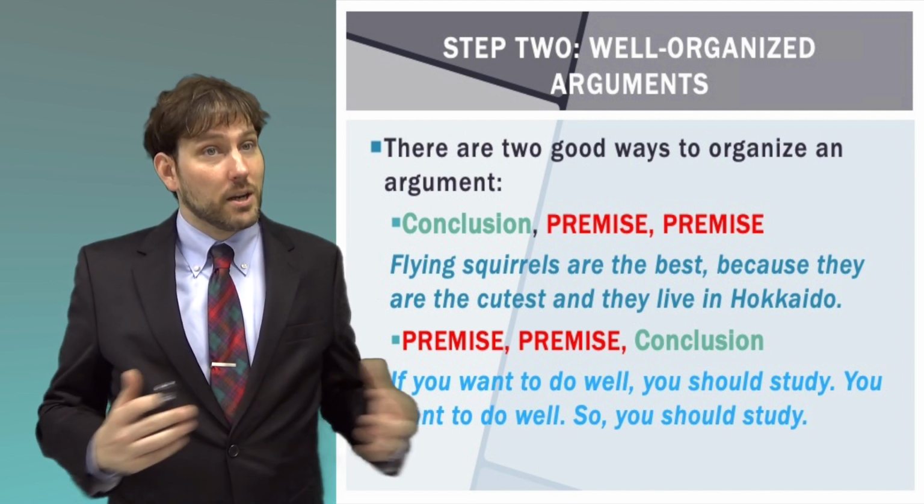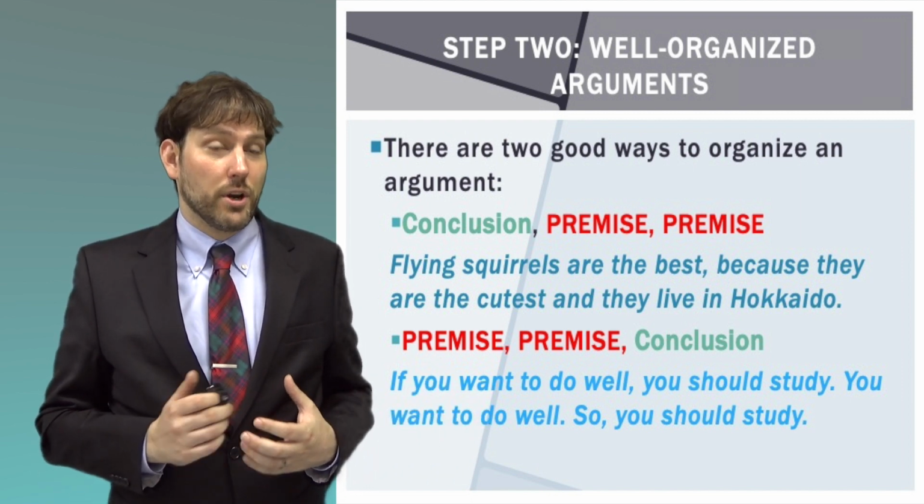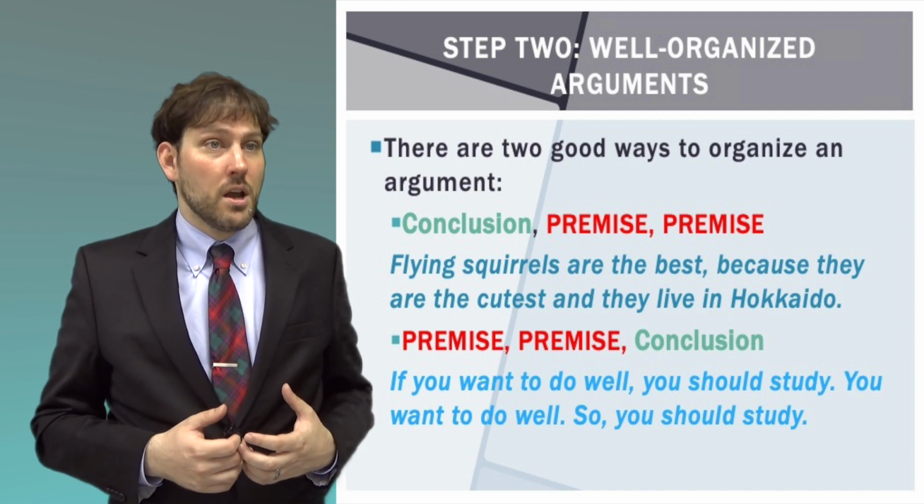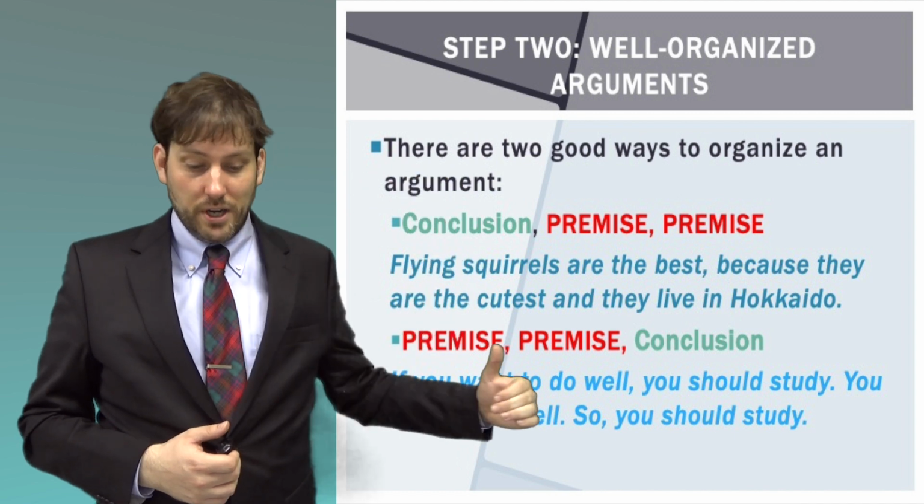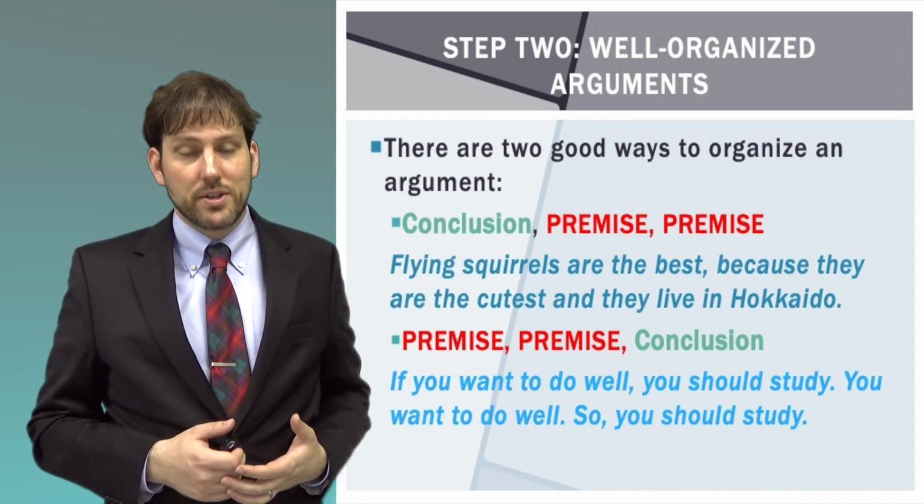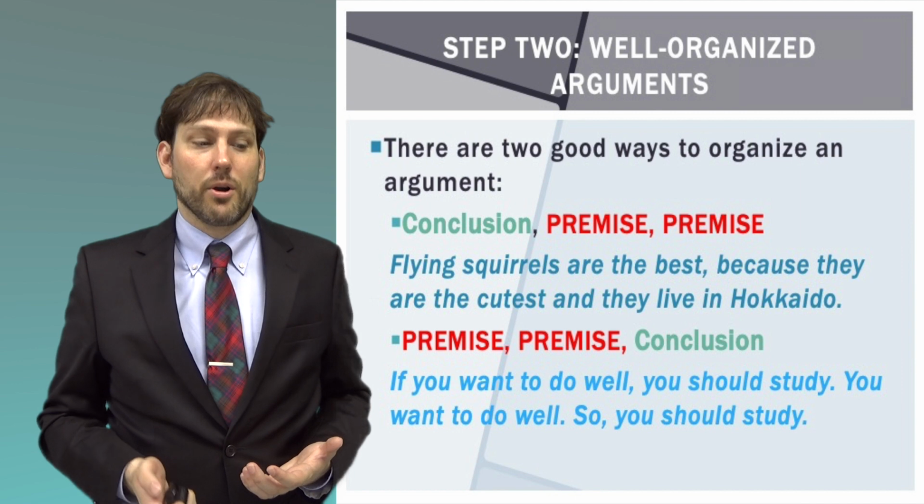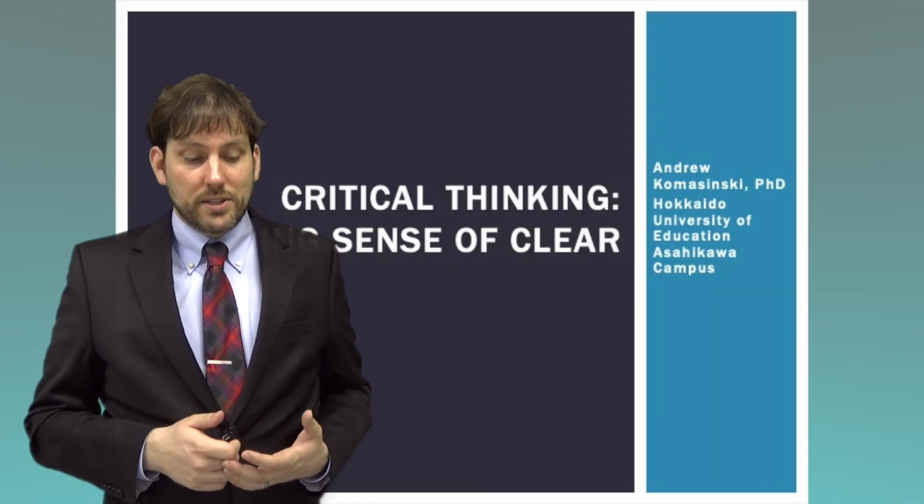Again, there can be any number of premises. It doesn't matter what number it is. It could be 1, it could be 100. The point is that the conclusion should either be at the very beginning or at the very end. If you do this, it will make it much easier for people to understand what it is that you are arguing. All right, so now we want to make sense of clarity.